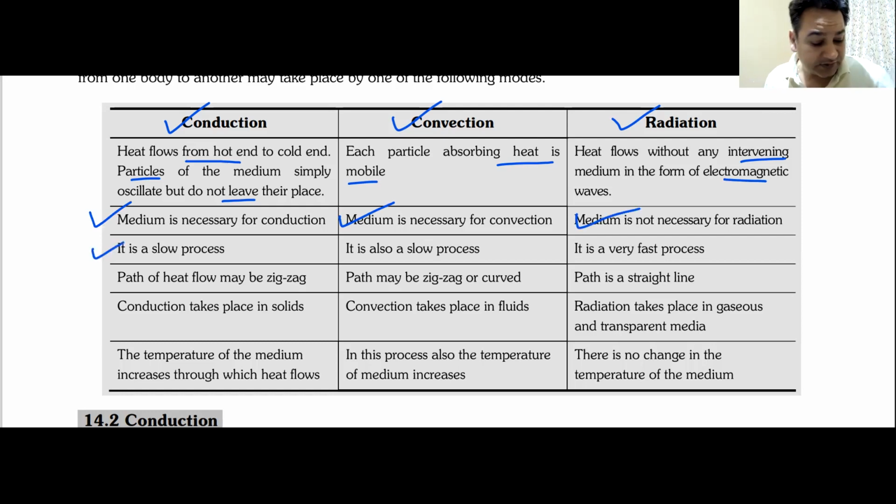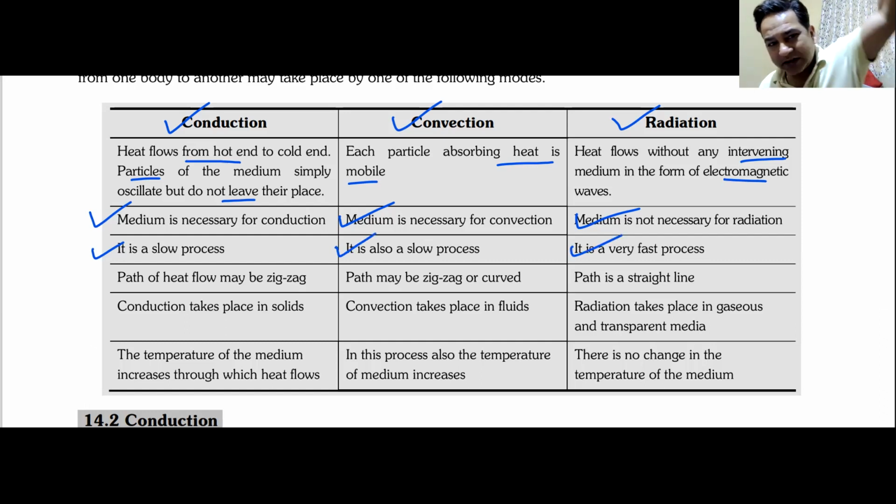Conduction is a slow process. We have already seen that it takes time for the rod to become hot from one end to the other end. It's a slow process because heat is getting transferred because of collision. It will take some time. Similarly, convection is a slow process, but radiation is a very fast process.